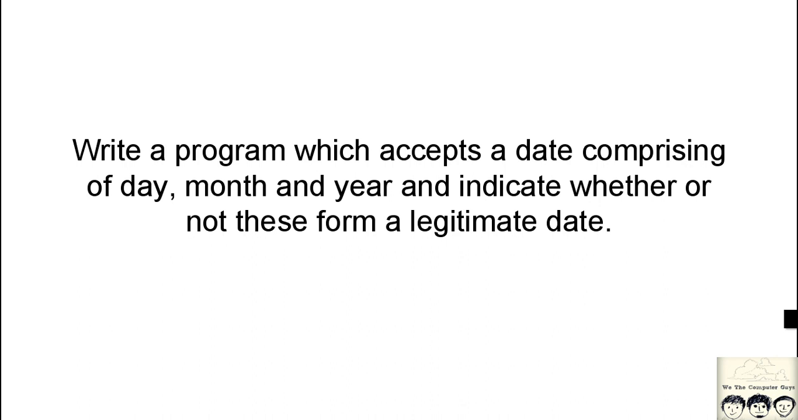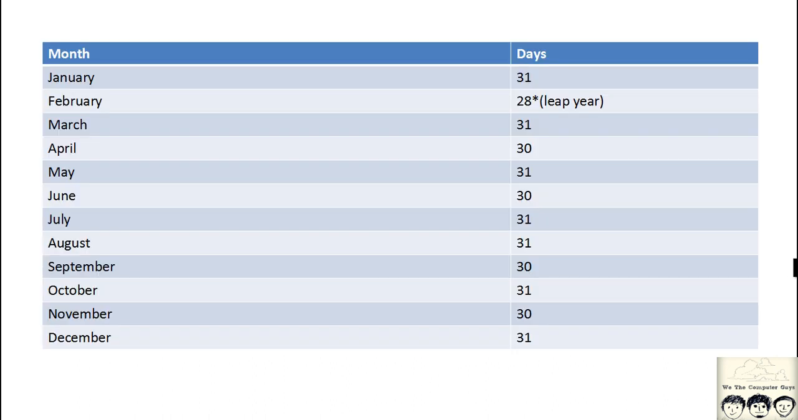Now let's see what we need to consider. I have just listed the months with the number of days in them. If you remember from your childhood, you may have learned a poem, which my teacher taught me: 30 days has September, April, June and November, all the rest have 31 except February alone. This makes it easier to remember how many days are there in a month.